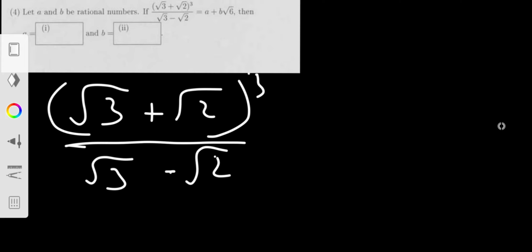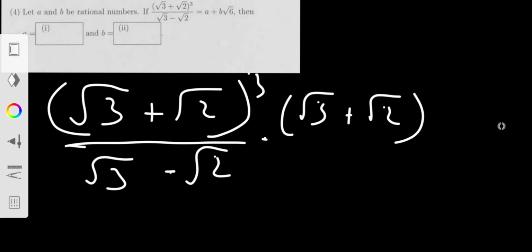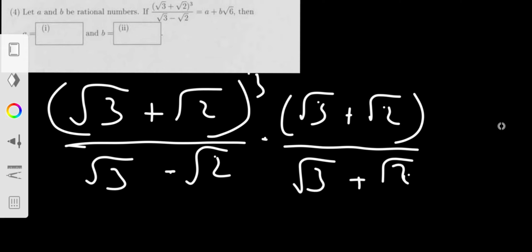And so now I'm going to solve it. The way is that we're going to multiply it by the square root of 3 plus square root of 2 and divide by the same thing, square root of 3 plus the square root of 2. Can I do this? Yes, I'm just multiplying by 1, right? Square root of 3 plus square root of 2 divided by square root of 3 plus square root of 2. This is 1. But how does this help me?